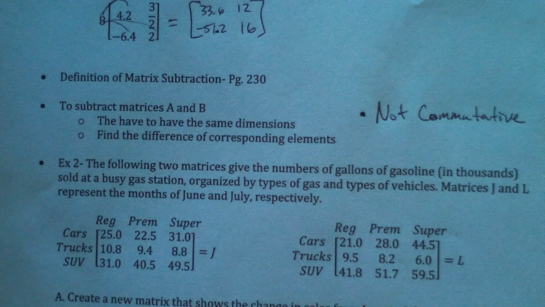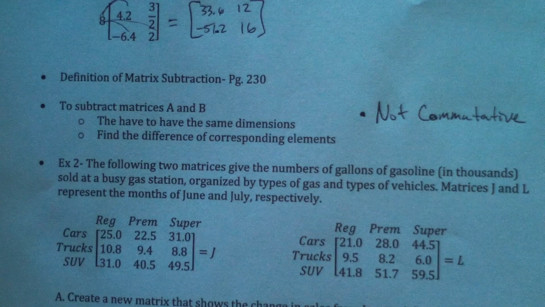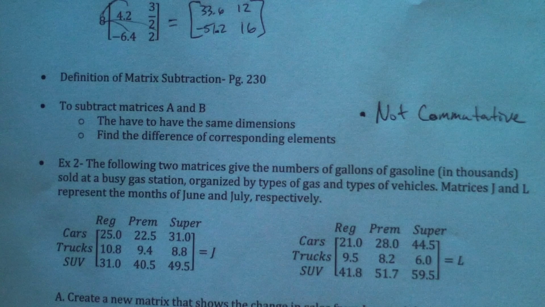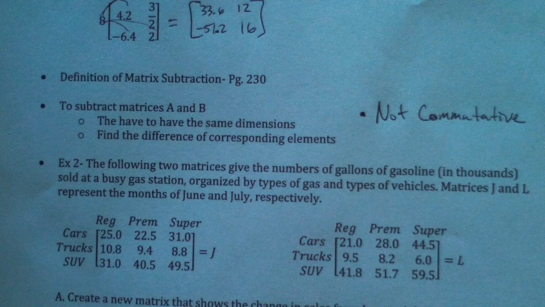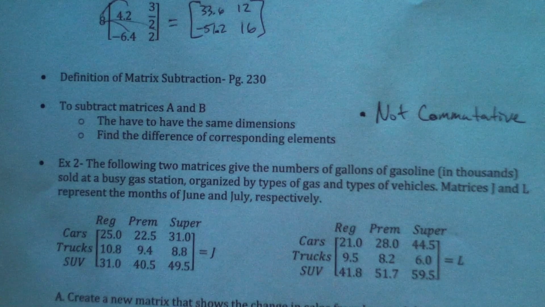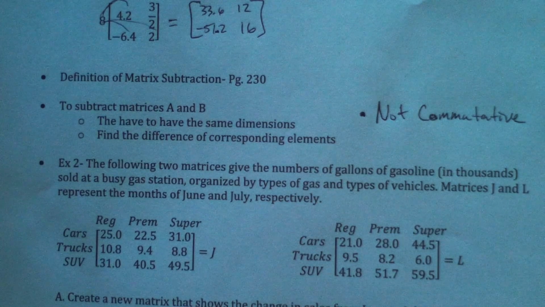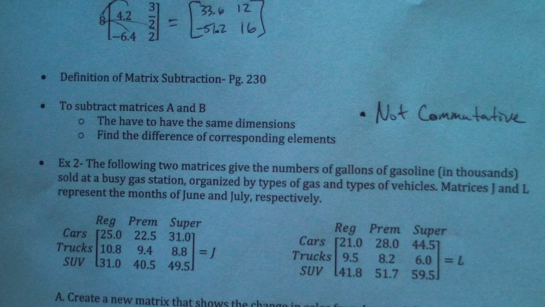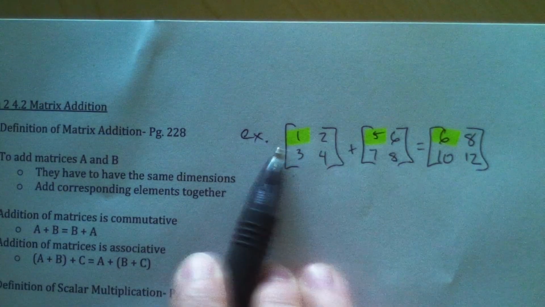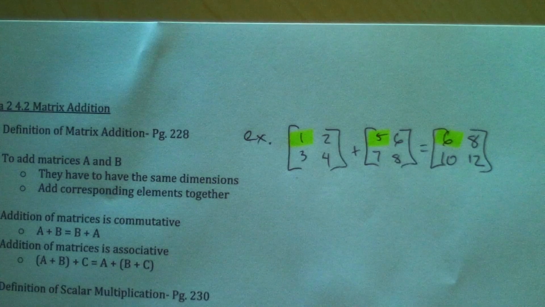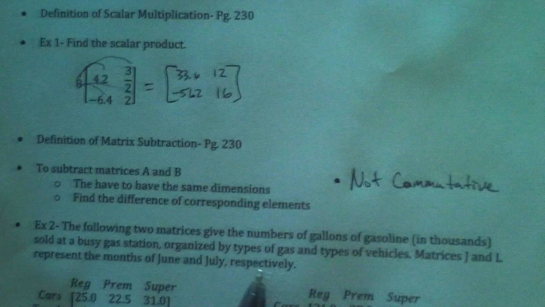All right, and then we'll get into this other example here. The following two matrices give the number of gallons of gas in thousands sold at a busy gas station, organized by tables, by types of gas, and also the vehicles that are going in there. It says our matrices J and L represent the months June and July respectively. So this is our June stuff, this is our July stuff. And they have the J and the L kind of represent that as well.